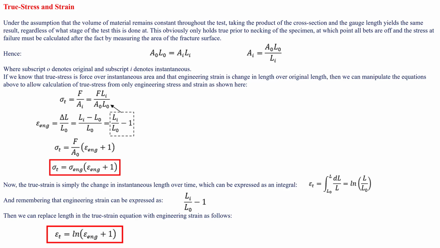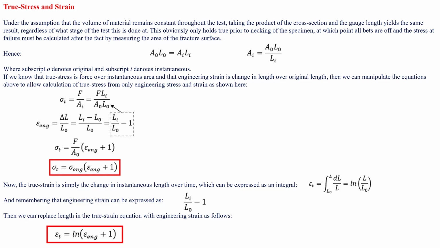You could see, under the assumption that the volume of the material remains constant throughout the test, that we need to consider. If we take that into account, the volume is area times length. If I consider the volume before the test and after the test, it is the same: A0 L0 is equal to Ai Li. So if we solve for the instantaneous area, the formula will be A0 L0 divided by Li. Just remember this.